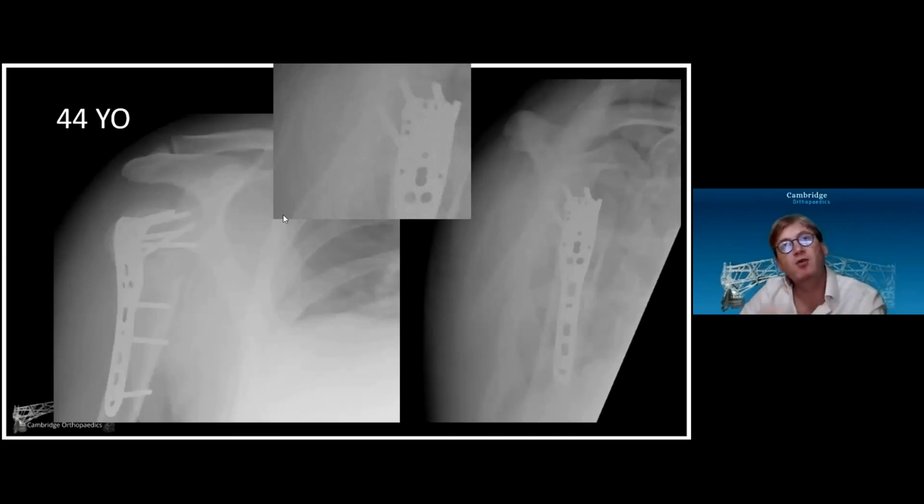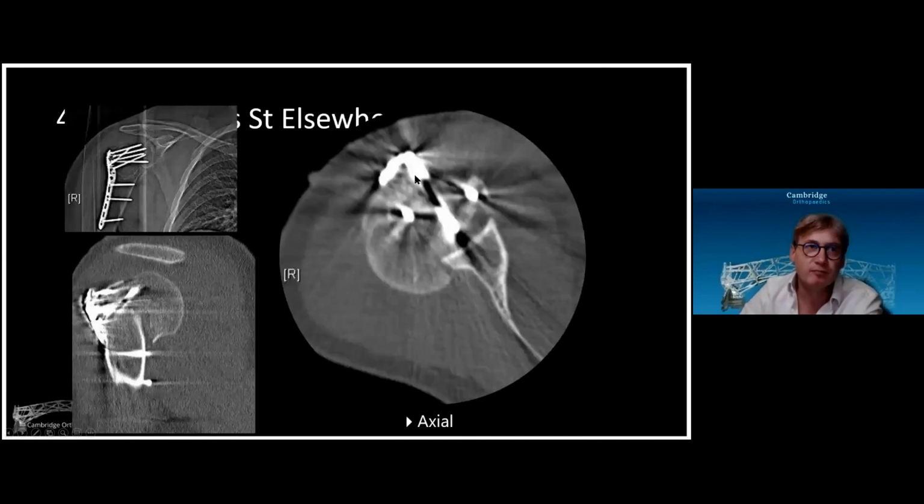Last case, a 44-year-old, has fixation of a proximal humeral fracture somewhere else. Comes back, and here we see the radiographs. And it just doesn't look right. You might be able to see it on a zoomed image here. With eye of faith, you can see it there. Oh man, don't accept lateral scapulars.